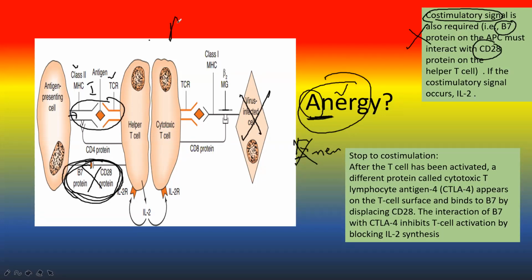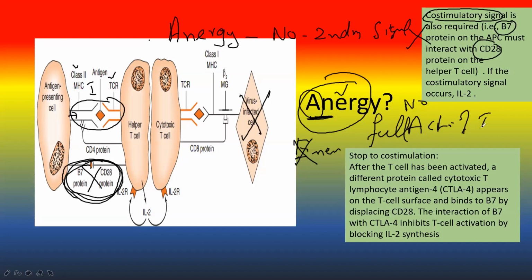So what is anergy? No secondary signal. Anergy means no full activation of the T cell. This is anergy. Let's see what happens here. Stop the co-stimulation if it's an anergy condition: the stopping of the second signal. How do we stop it? Let's see.